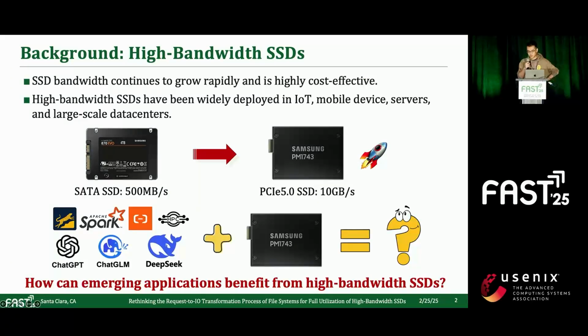Over the past few years, we have witnessed an explosion in SSD bandwidth. We have moved from the days of SATA SSD with less than 1 gigabyte per second to today's PCIe 5.0 SSD with over 10 gigabytes per second. What's more, the cost per byte has remained relatively stable. This makes high bandwidth SSD a cost-efficient solution widely deployed in many industries like IoT devices, mobile devices, and large data centers. This begs the question: how can today's diverse applications truly leverage these high bandwidth SSDs?